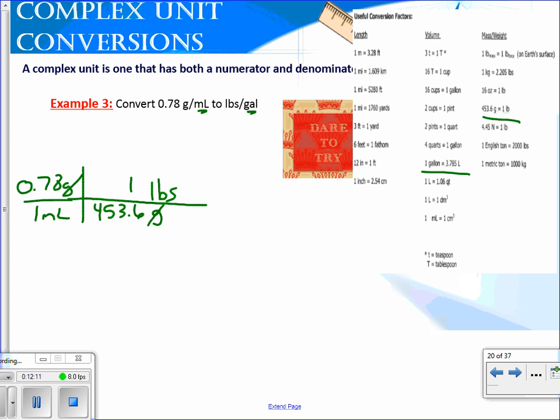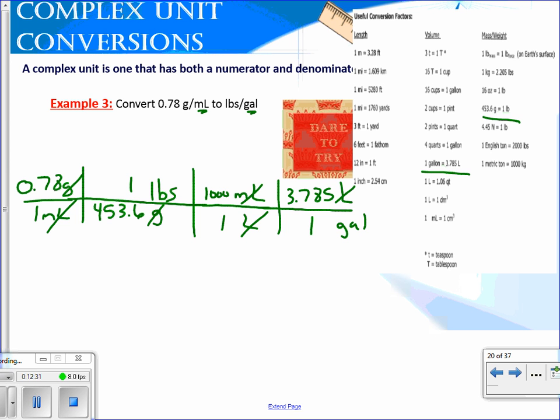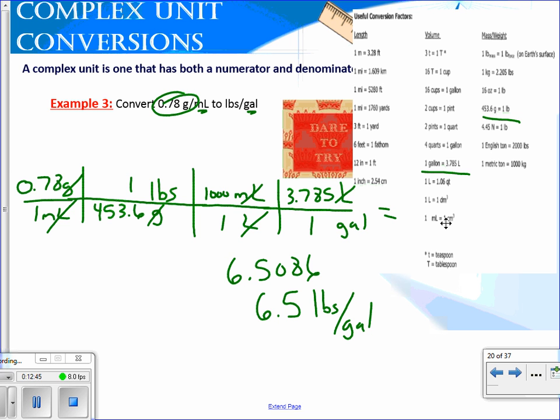Okay, so if we can get to liters, and we can do that, we know that milliliters will get to liters. 1 liter equals 1,000 milliliters. Cross that out. And now we can go from liters to gallon. And 1 gallon equals 3.785 liters. So if we stopped here, pounds per gallon, which is what we want, and we get 6.5086 in the calculator. We need 2 sig figs, so 6.5 pounds per gallon. So sometimes you're using given charts. Sometimes you have to remember things in your head as well.